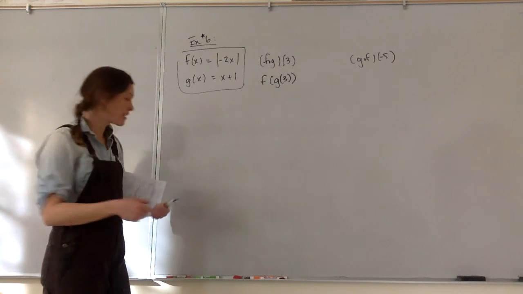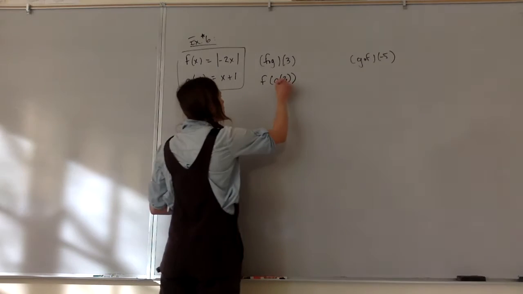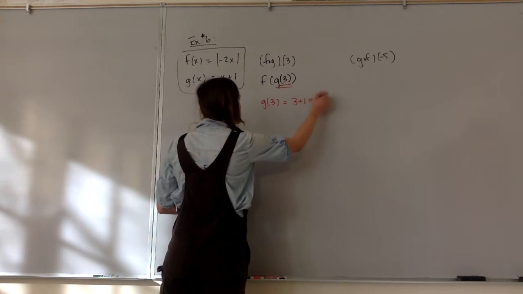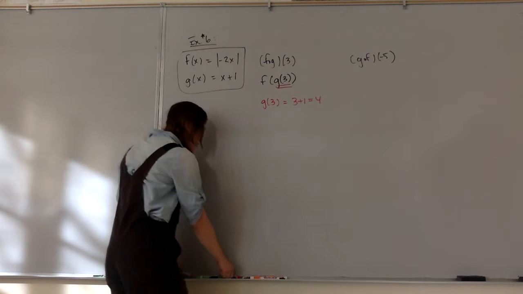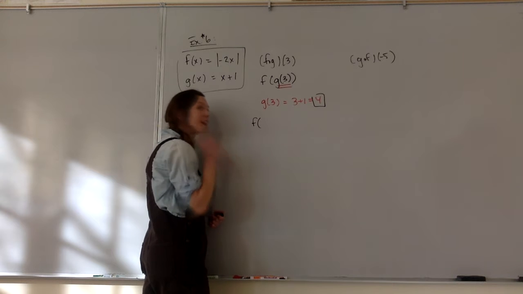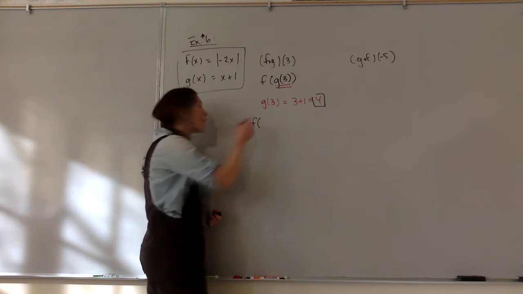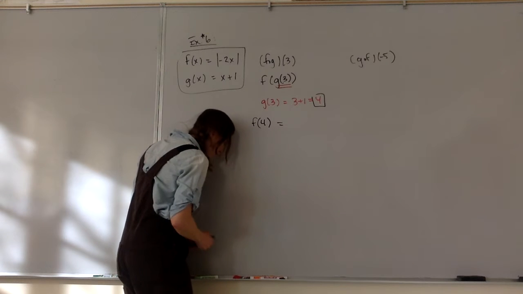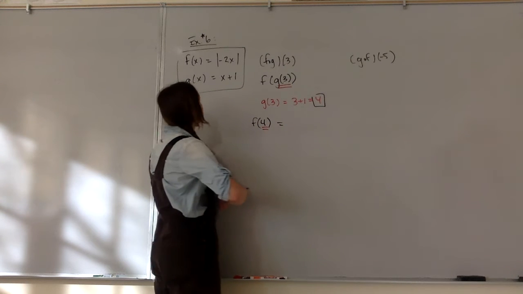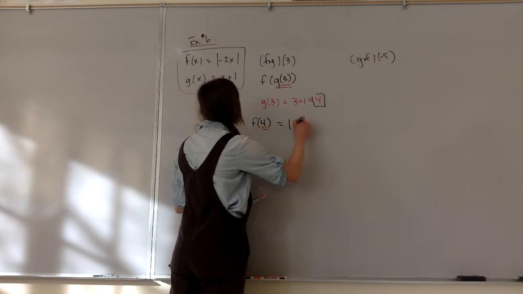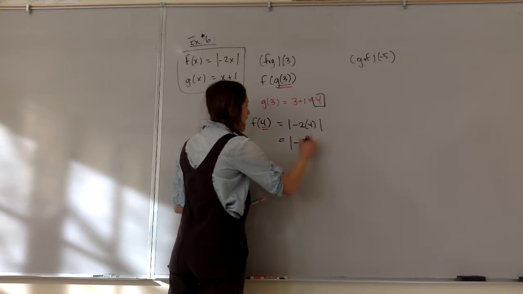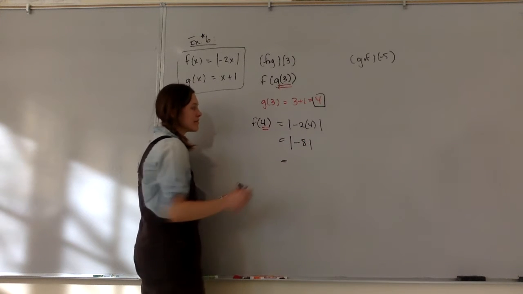Yeah, so I have to solve for g of x. Great. So the first thing I solve for is g of 3. So g of 3 equals 3 plus 1, which equals 4. So now I have to solve for f of 4. Thank you. So now I plug 4 in for x in my f of x function. So I have the absolute value of negative 2 times 4. And so that becomes negative 8. And what's the absolute value of negative 8? 8.